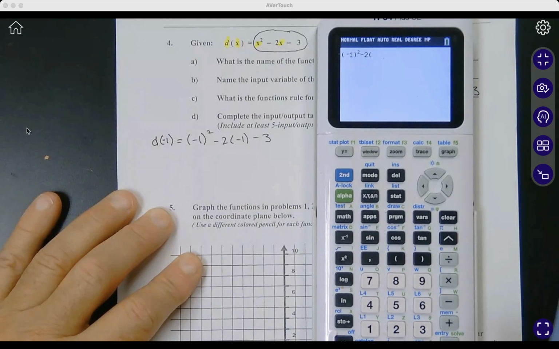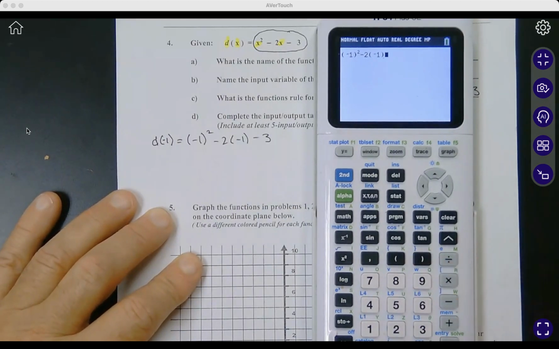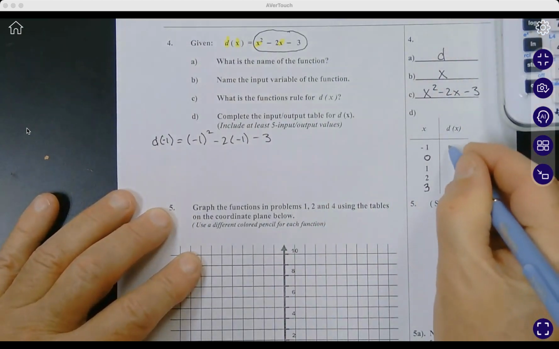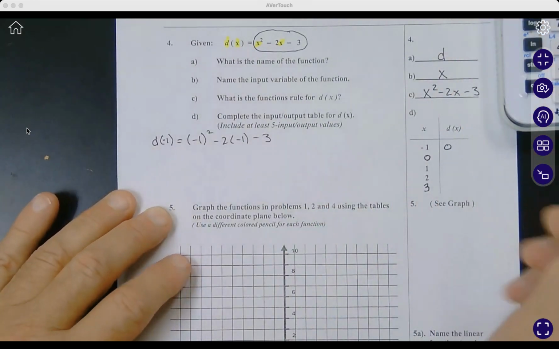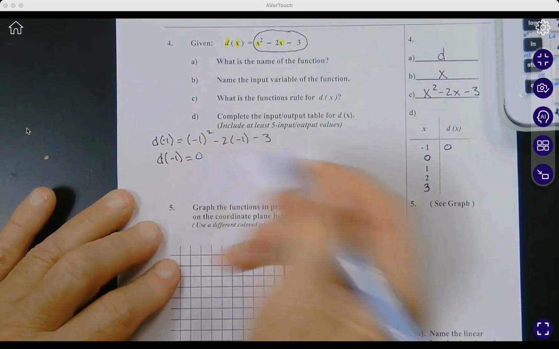So again, I'm just substituting into that rule my input value of -1. And then I'm going to do -1. Remember, hit negative and not subtraction. And now I'm going to hit subtraction because it's -3. Enter. And I get 0. So when I had an input of -1, I had an output of 0. So d of -1 equals 0.